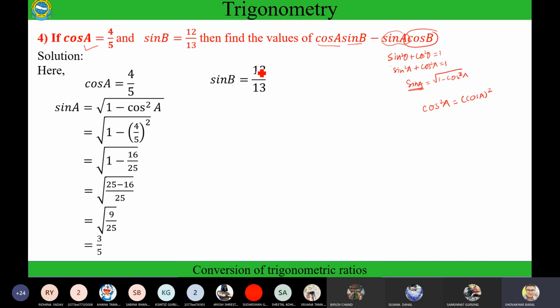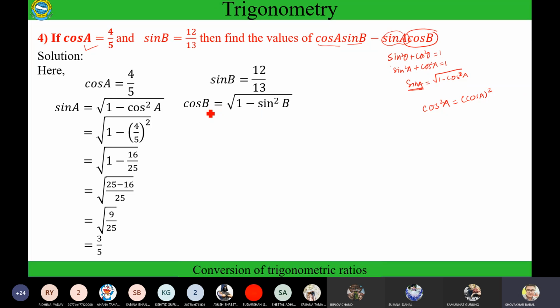Sin B is equal to 12 upon 13. Please continue on the same line, okay? You don't need to write on the other side of your copy. You can continue where you have ended. Okay, sin A is equal to 3 by 5. You have written that. You may continue on the next line after this. So sin B is equal to 12 upon 13.